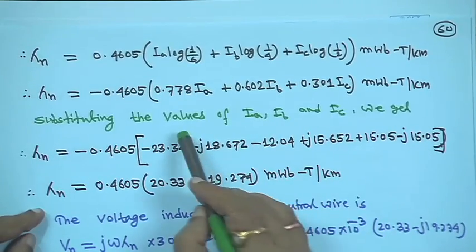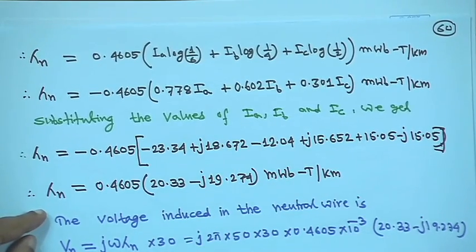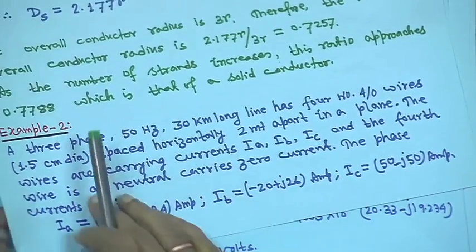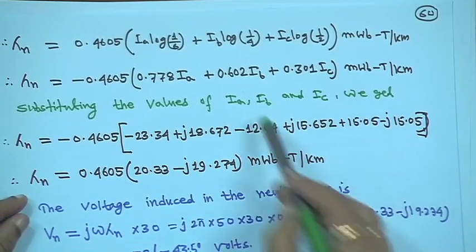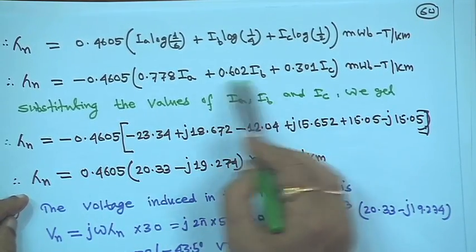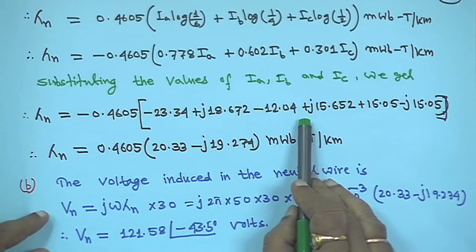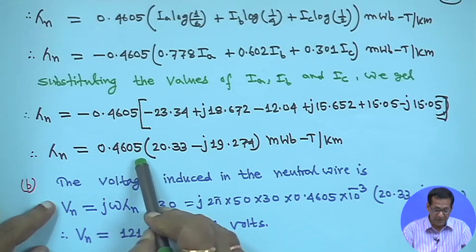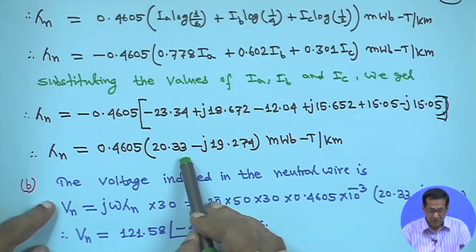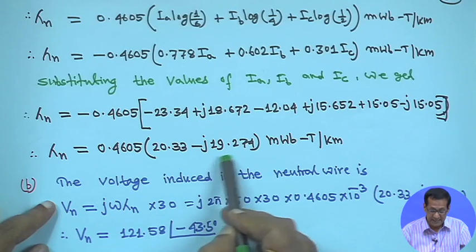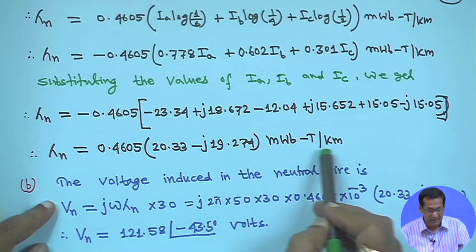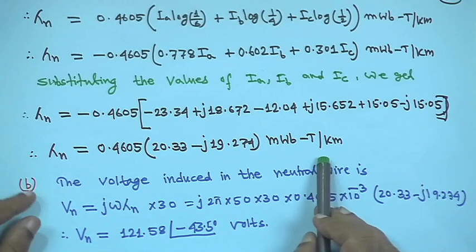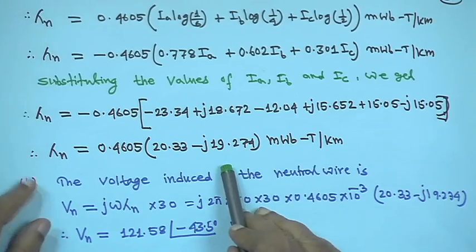Now, after this you substitute the values of IA, IB and IC, which are all given. I have skipped this step here. The final one is lambda N equal to 0.4605, in bracket 20.33 minus j 19.274, milliweber turns per kilometer. So the flux linkage with the neutral wire, this expression, is a complex one.